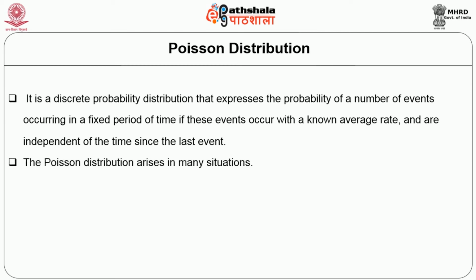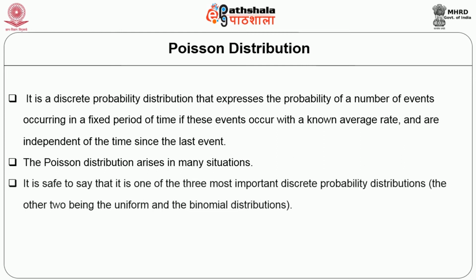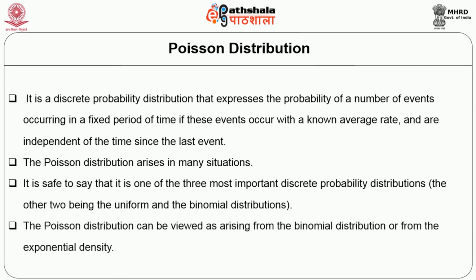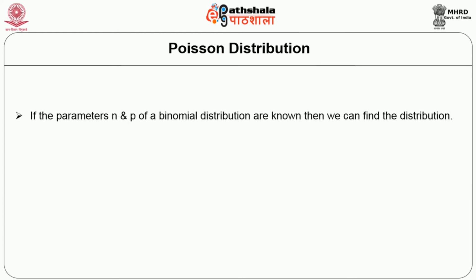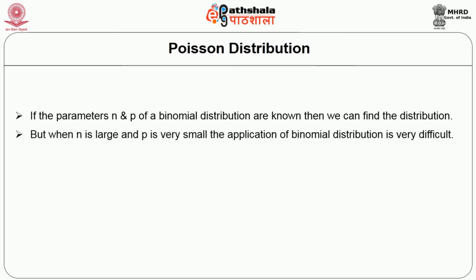For example, the Poisson distribution arises in many situations. It is safe to say that it is one of the three most important discrete probability distributions, the other two being the uniform and the binomial distribution. The Poisson distribution can be viewed as arising from the binomial distribution. If the parameters n and p of a binomial distribution are known, then we can find out the distribution. But when n is large and p is very small, the application of the binomial distribution is very difficult.